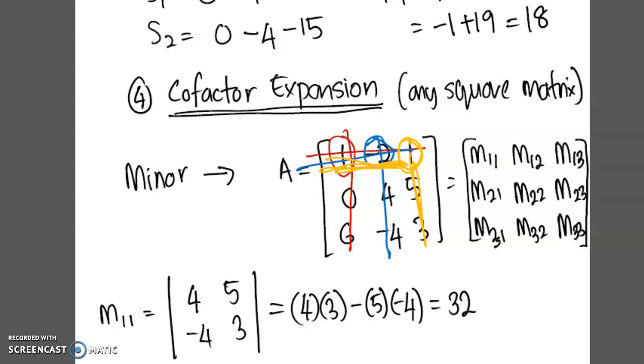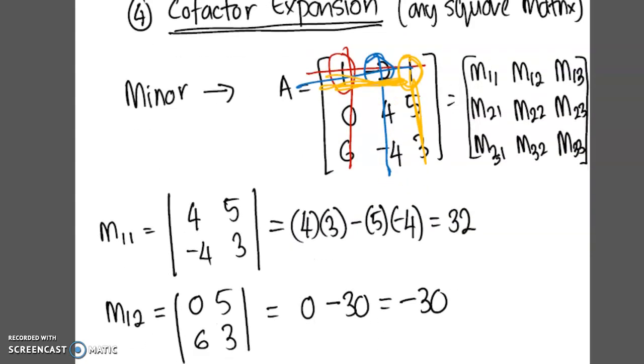Okay, but first, before you do the cofactor expansion, you need to find the minor. So what does it mean by minor? You have to find all the elements. So here is M11. To get your M11, you have to close the row and also the column. So M22, M23, M32, M33. So you get this one.